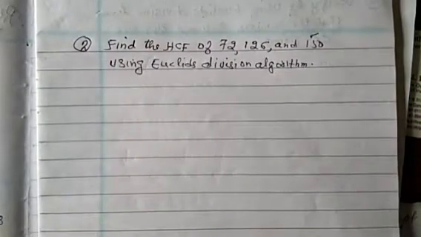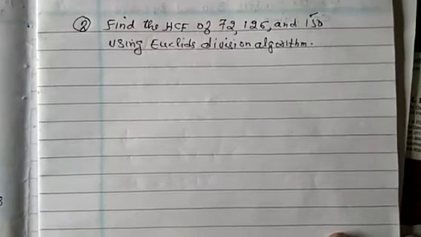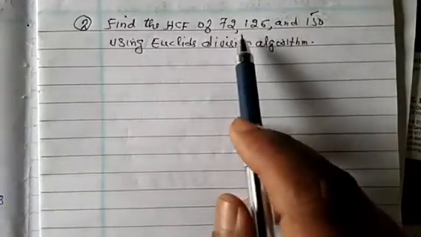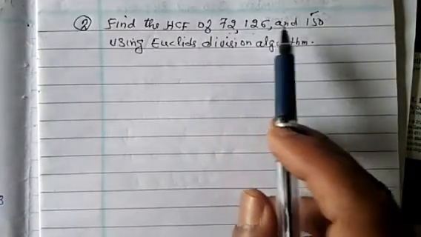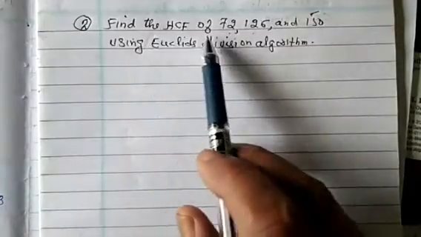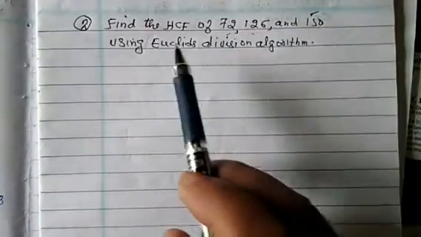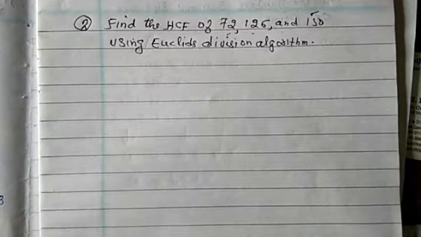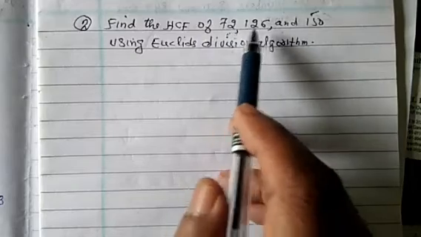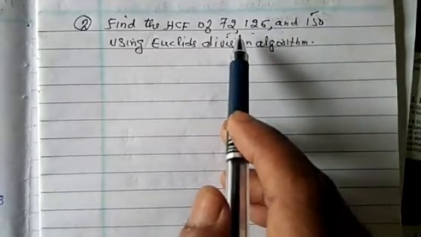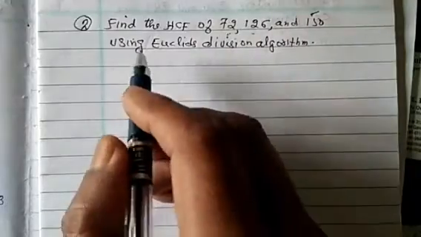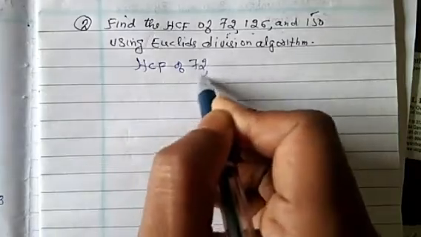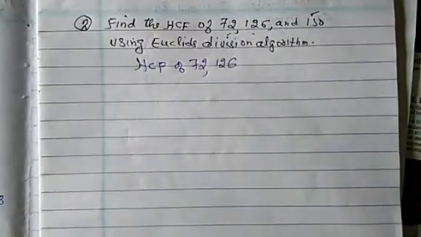Here in this second question, I'll be taking 3 numbers. Earlier I had taken 2 numbers for SCF, but here I have taken 3 numbers, 72, 126 and 150. What is the question? Find the SCF of 72, 126 and 150 using Euclid's division algorithm. So the same steps that I have told you now will be followed, but when there are 3 or 4 numbers, first we'll try to find the SCF of 2 numbers. So let us find the SCF of 72 and 126 first.